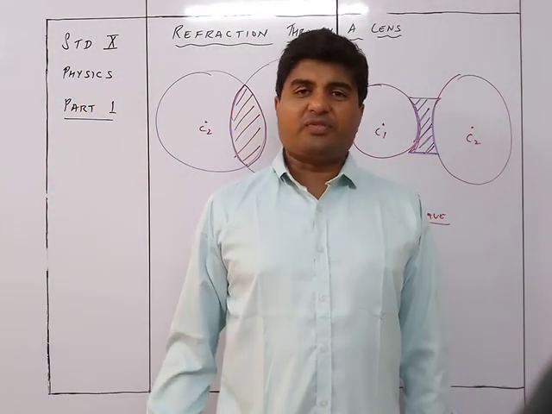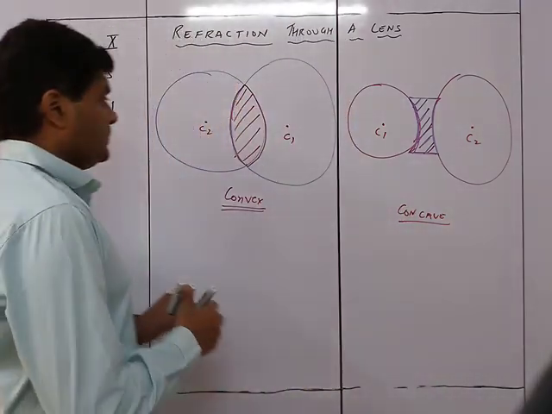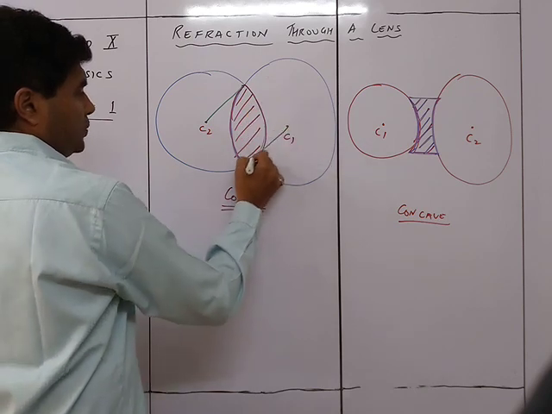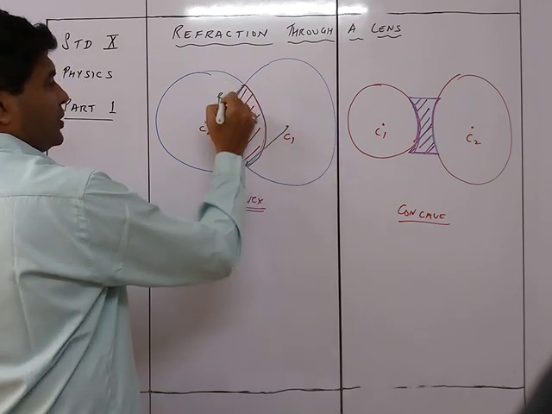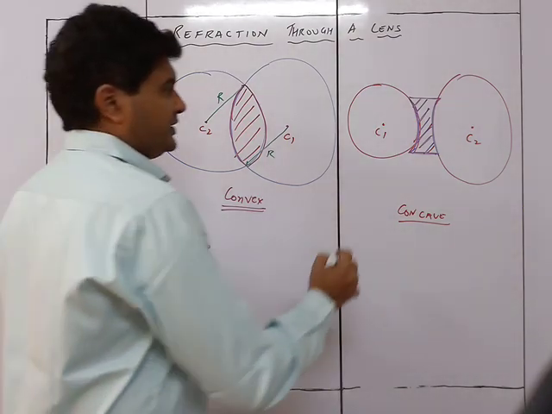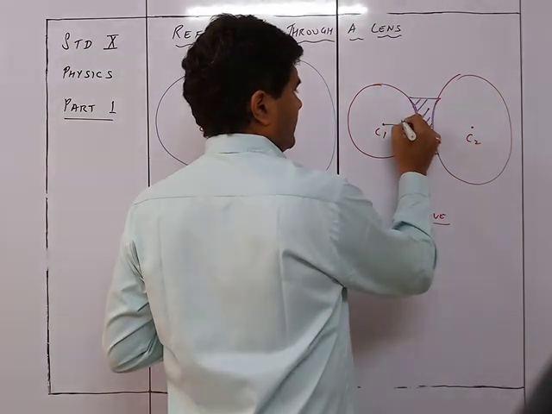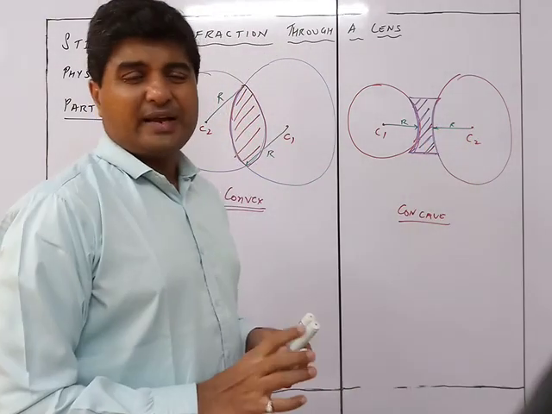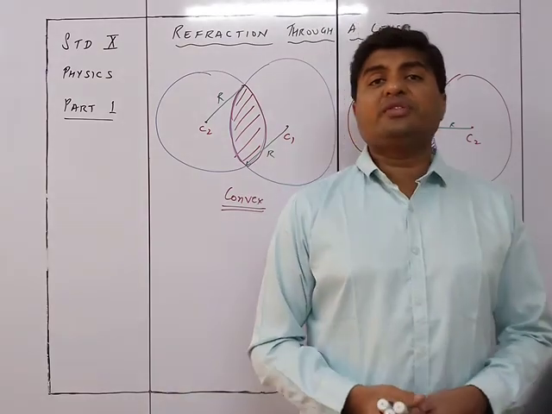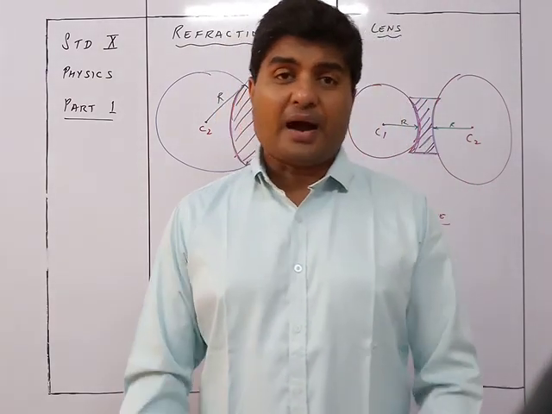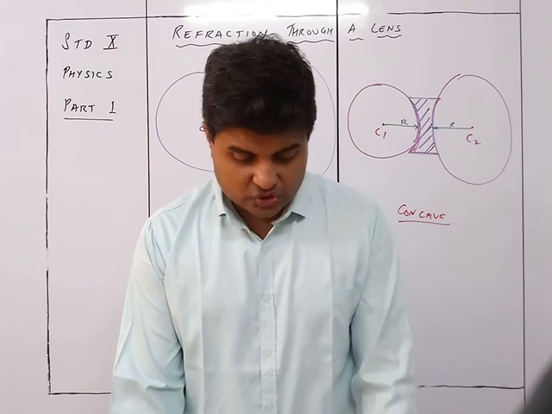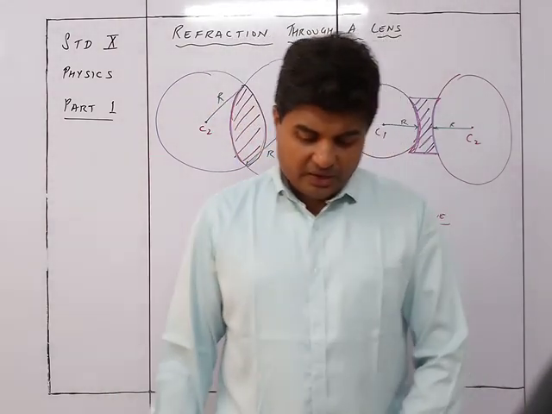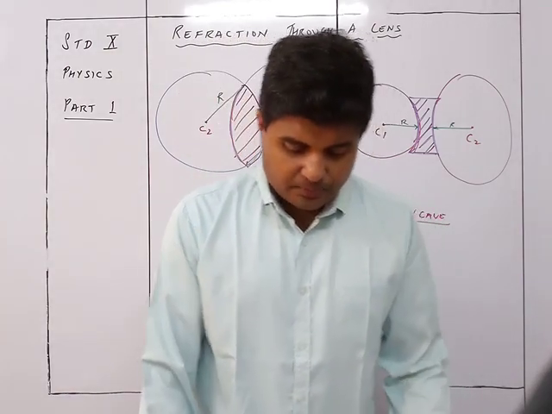The next one is radius of curvature. Obviously, it is the distance from the center to here, or the distance from here to here. This is the radius of curvature, this is R, and this over here is R. So the radius of the sphere of which the lens surface is a part is called the radius of curvature. Here you can see that both are going to be radius.